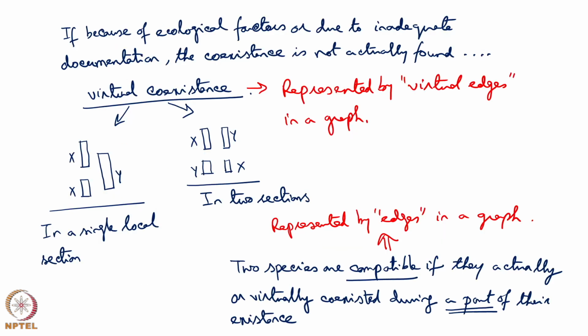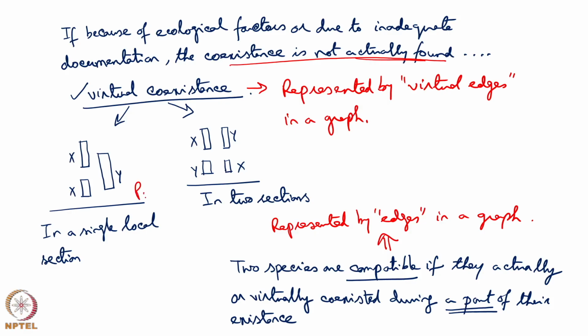Now, we will see another kind of coexistence, known as virtual coexistence. What is that? If because of ecological factors or due to inadequate documentation, the coexistence is not actually found, that means no single section is available where in the same horizon taxon A and taxon B are found, then also there is a chance that they virtually coexisted. How that is understood, we are going to see in two examples.